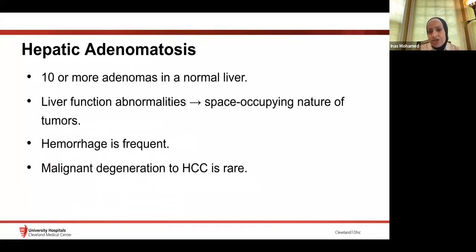Hepatic adenomatosis, which is actually the case that we kind of looked at right now. This is the patient who has more than 10 hepatic adenomas, and this is the one that is more susceptible for hemorrhagic transformation. And that's why these patients can present to the emergency department with acute abdominal pain, and she does a CT and she's bleeding. There's subcapsular hematoma in the liver and all that stuff. Okay.